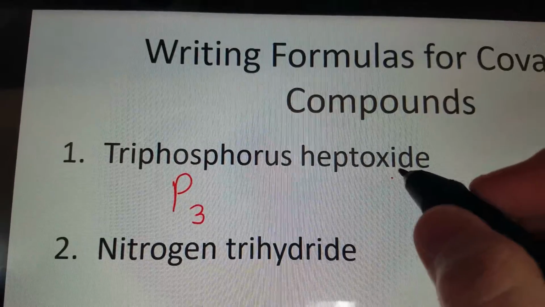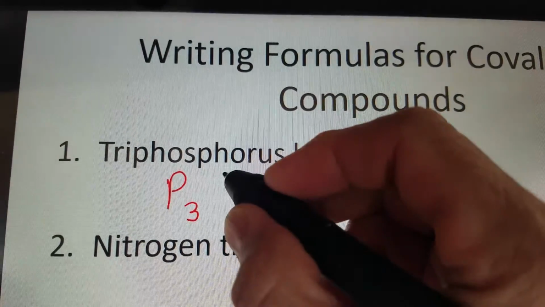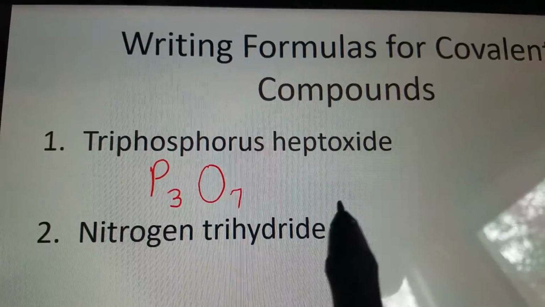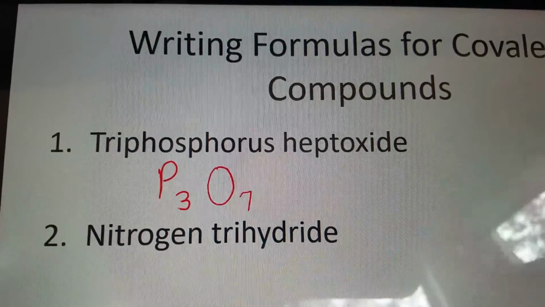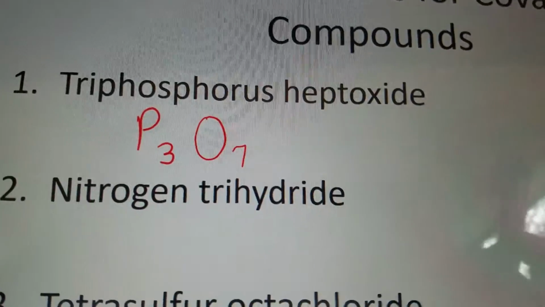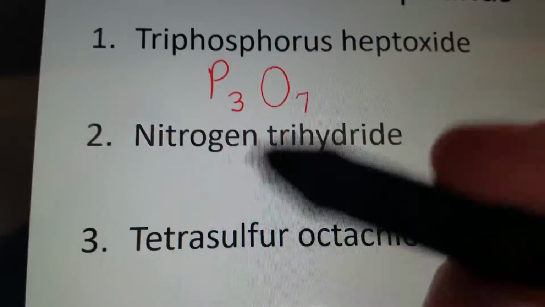Heptoxide, oxygen will be my second element. Hept means 7, so it's going to have a subscript of 7. Now these are just made up compounds, so they probably don't exist, but just giving you some examples of things to practice. The next one, you have nitrogen.